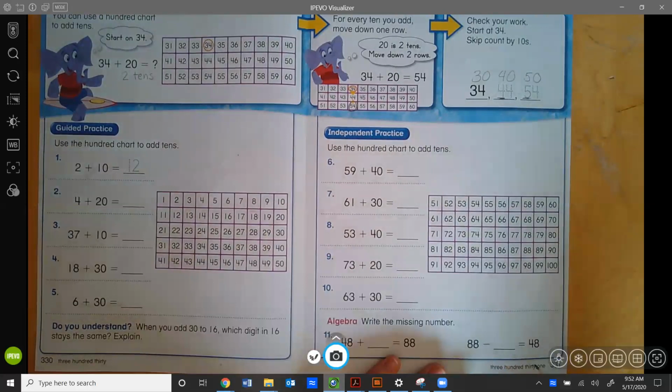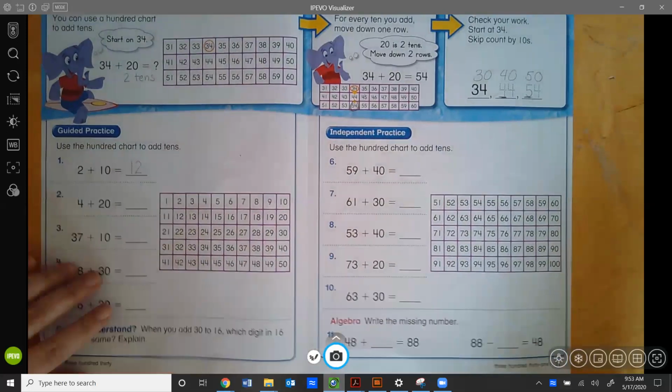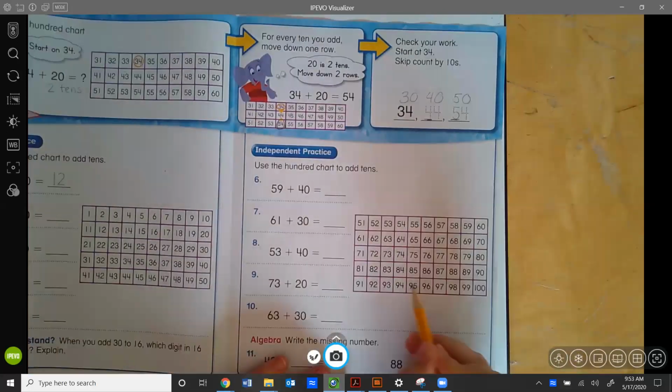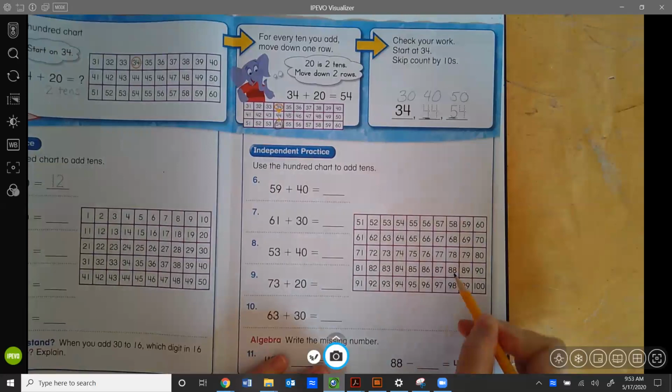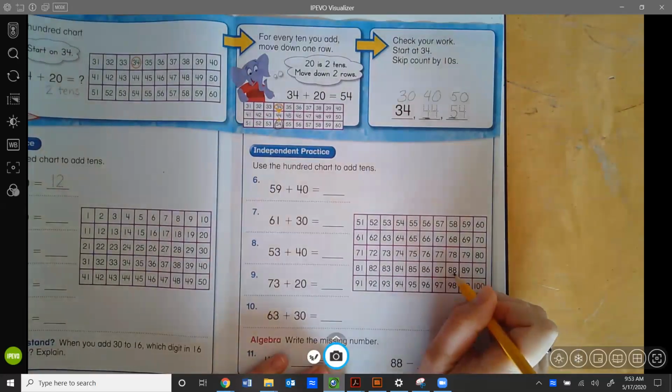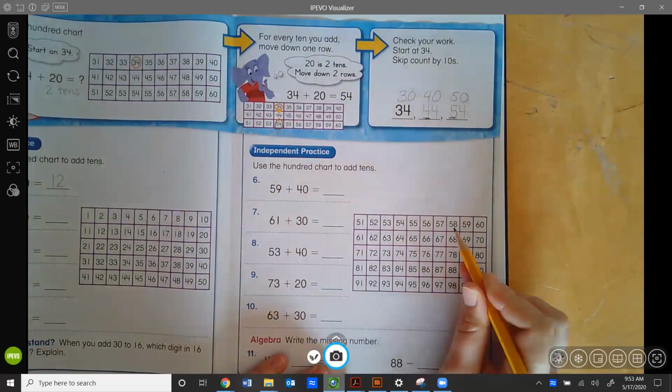88 minus blank equals 48. Okay, so same thing. How many tens would you have to subtract from 88 to get to 48? Hint, hint, find 88, and you need to go backwards. You need to go up to subtract.